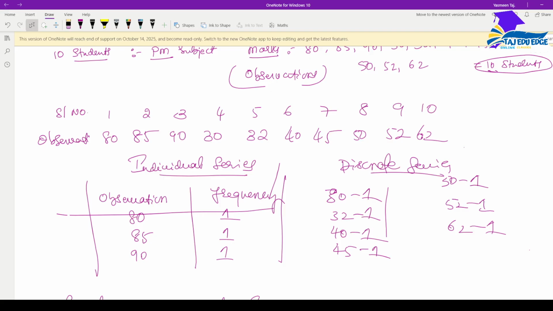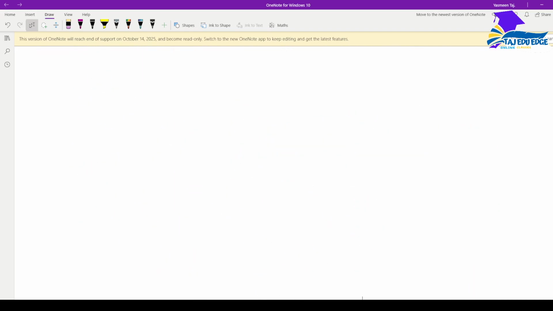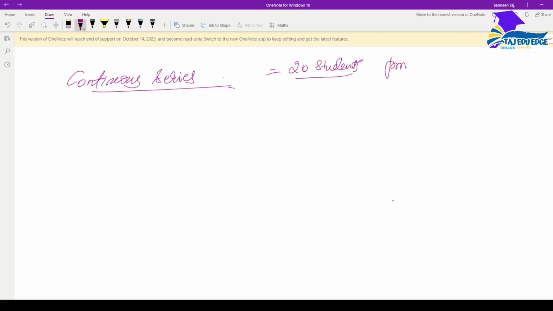How can we tabulate it? That is with the help of continuous data. Continuous series here means, when we have many students, let's say I will take an example of 20 students in the same subject, principles of management, with 100 marks.